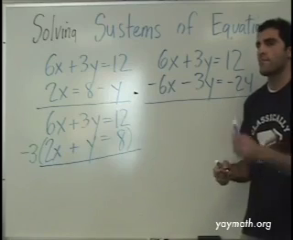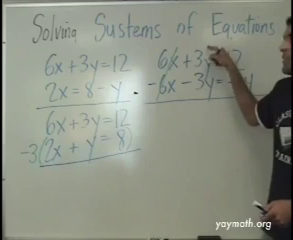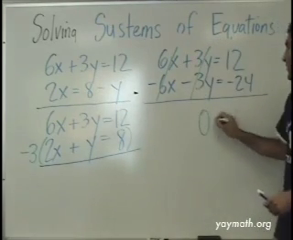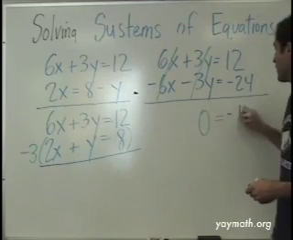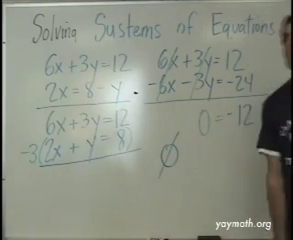Can you add the 2 equations together, please? So then there's no x, there's no y. 6x plus negative 6x, gone, 0. 3y plus negative 3y, gone. 0 equals 12 plus negative 24, negative 12. Is this statement true? No. No solution.